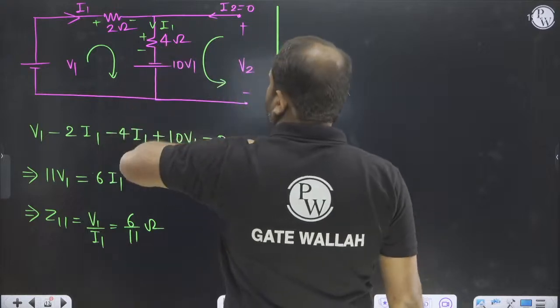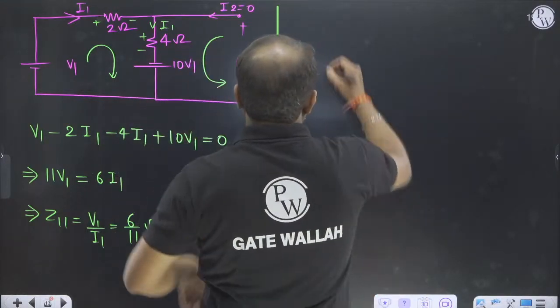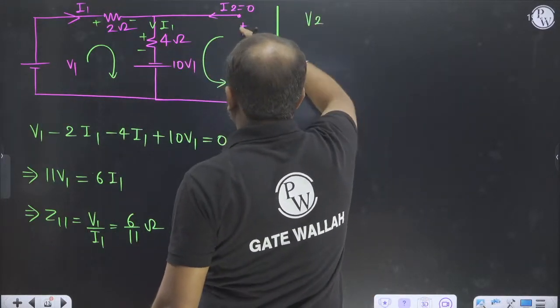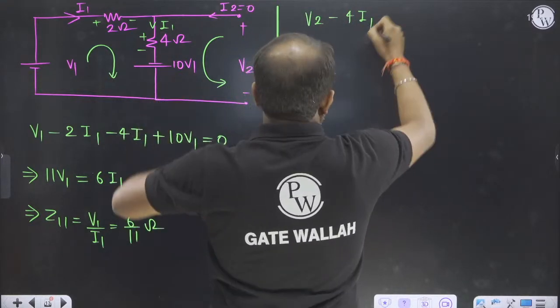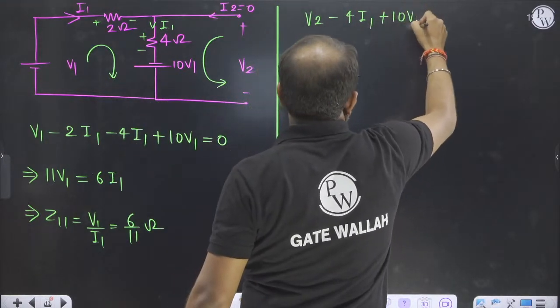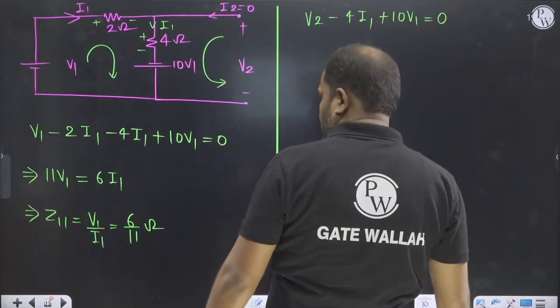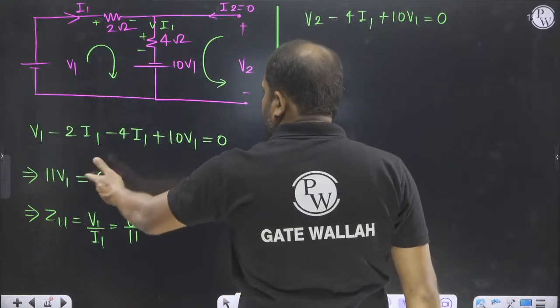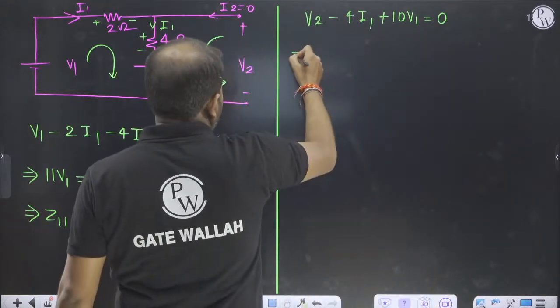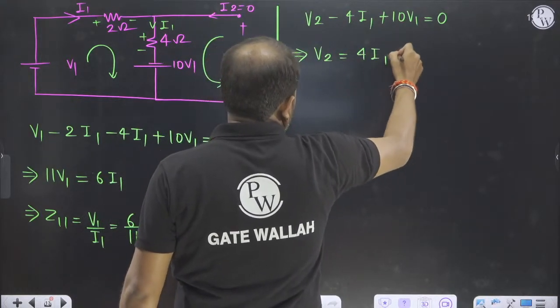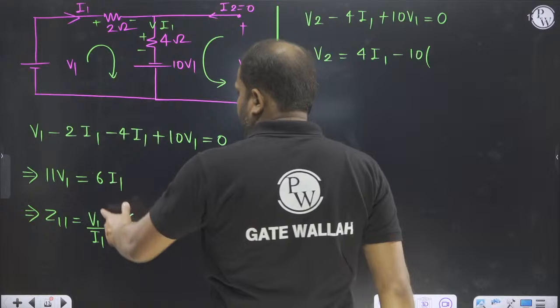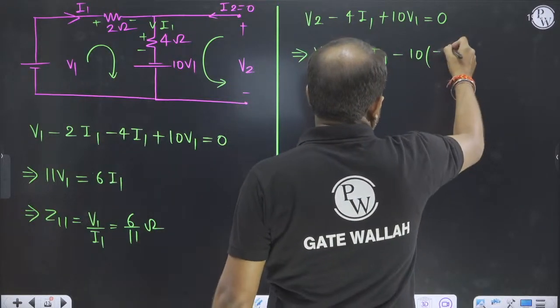So what is the KVL for this one? V2 minus 4I1 and minus plus 10 V1 is equal to 0. And V1 in terms of I1 is 6 by 11 I1. So V2 plus 4I1 minus 10 V1, and V1 will be written as 6 by 11 I1.